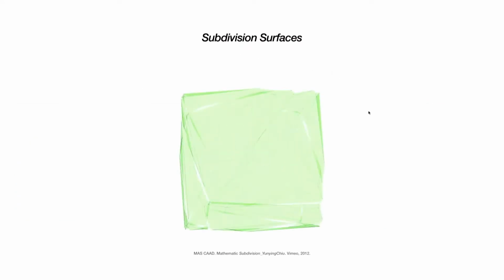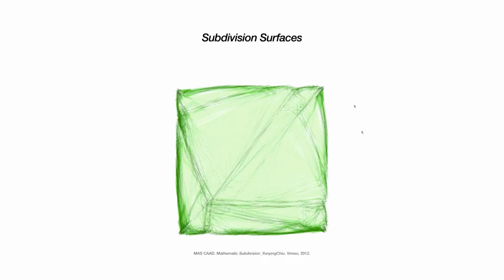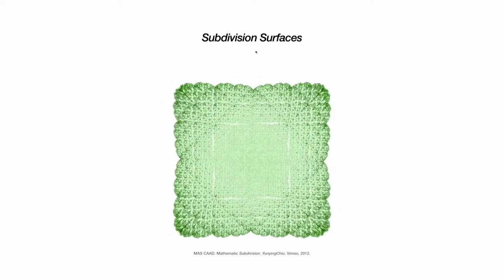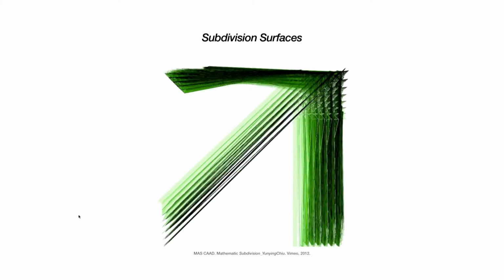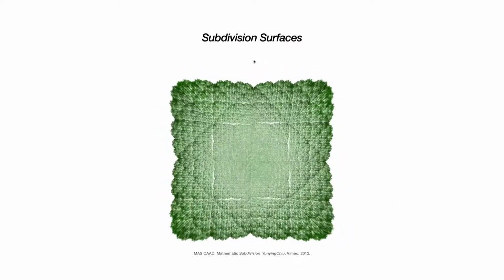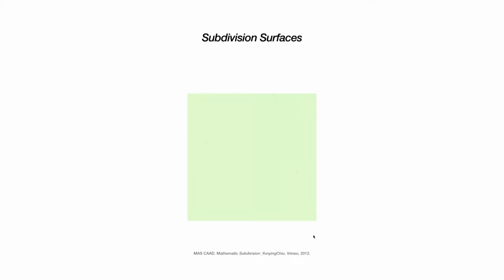And then another approach to shape grammars is called subdivision surfaces. This is simply exploring the idea of sequentially subdividing larger geometric shapes into smaller geometric shapes. And this is also an example of students' work on subdividing a square.